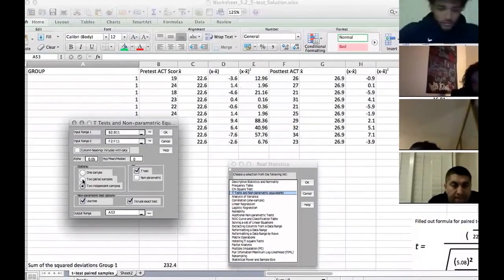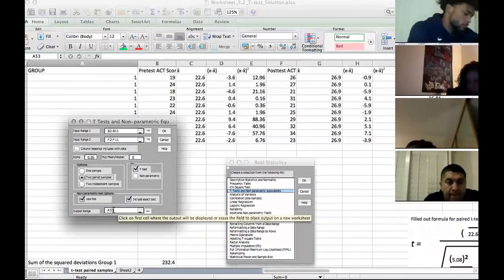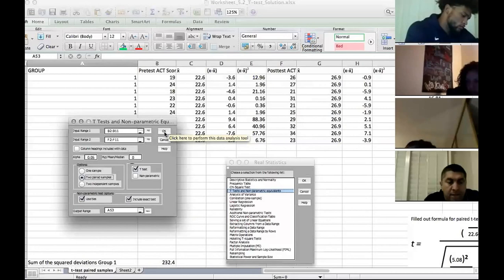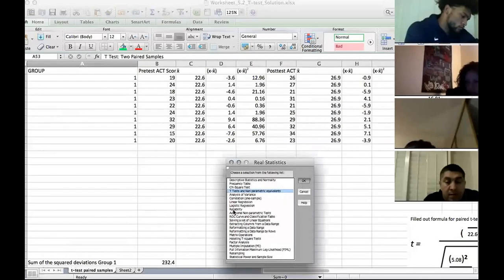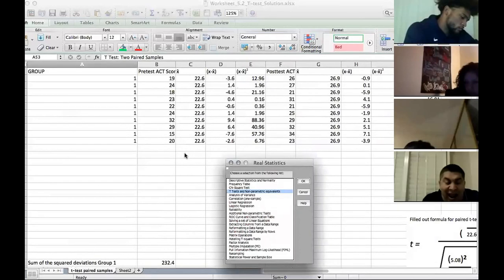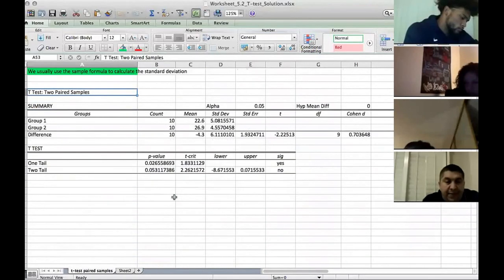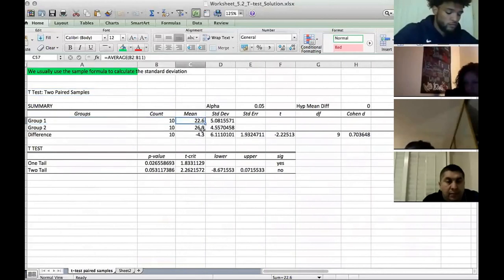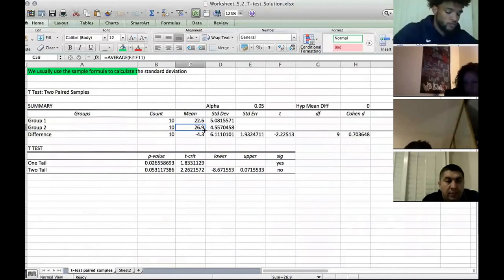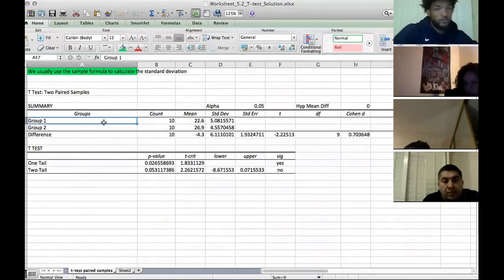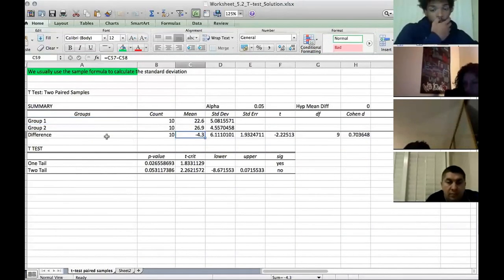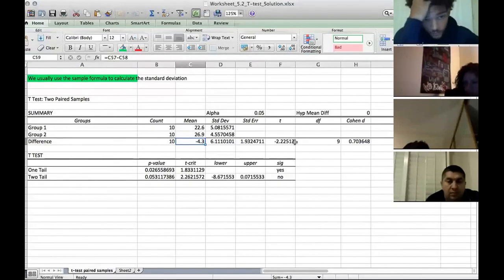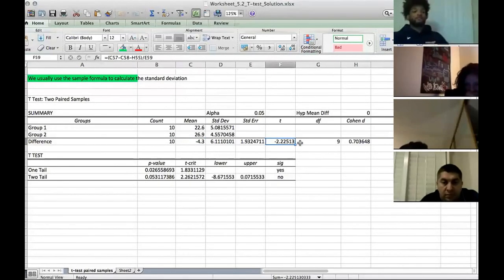Now I change it. I'm going to say it's a two paired samples, and the output range A53, that was down there where I was earlier. And I think it's all good. I hit OK. Let's go look. All right, great. It entered for group 1, 22.6, group 2, 26.9. So keep in mind, these two groups are really the pre-test and the post-test. Same people in these groups. You see the difference, 4.3, and the T calculated minus 2.225.